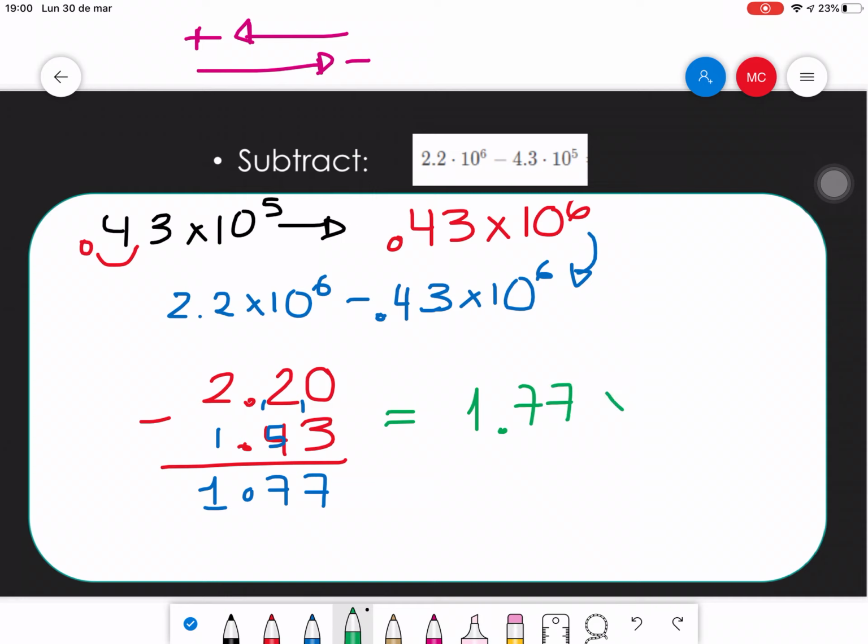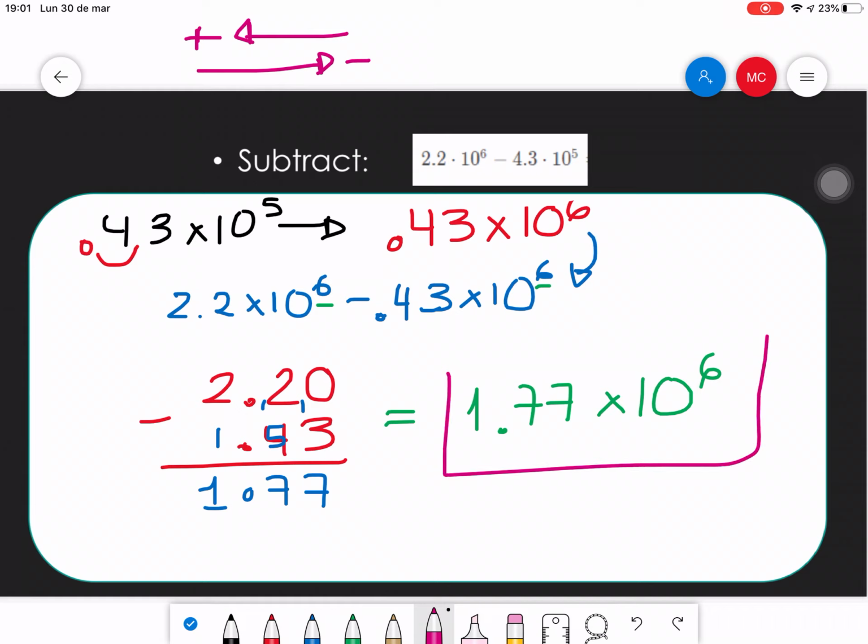1.77 times 10. ¿Cuál va a ser el exponente que voy a escribir? El que tenían los números que usaste para la operación al final. Entonces, times 10 to the 6th power. And then, you're done. Okay? I guess the more we do it, the easier it will be. Okay? Si mi resta no te quedó muy clara, no te preocupes. Tú tienes tu forma de hacerla y eso está bien.